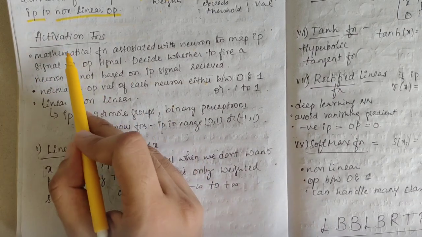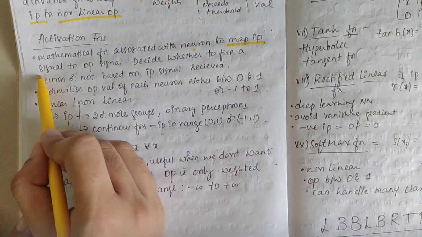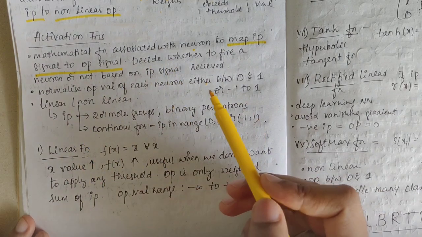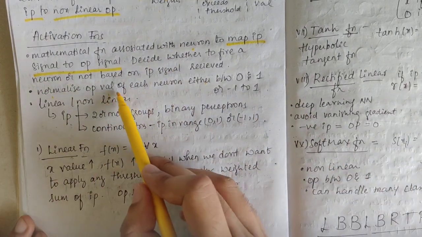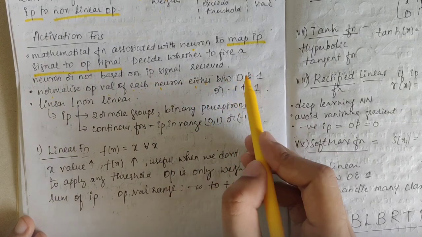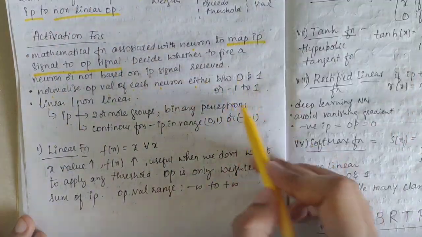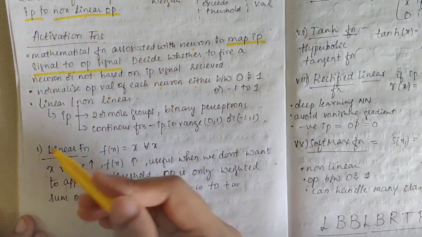So understanding the definition first: a mathematical function associated with a neuron to map the input signal to the output signal. It decides whether to fire a neuron or not based on the input signal. It normalizes the output value of each neuron either between 0 and 1 or -1 to 1, because the output should be 1, right? So that's why it can range from 0 to 1 or -1 to 1. We'll discuss this in the further part.